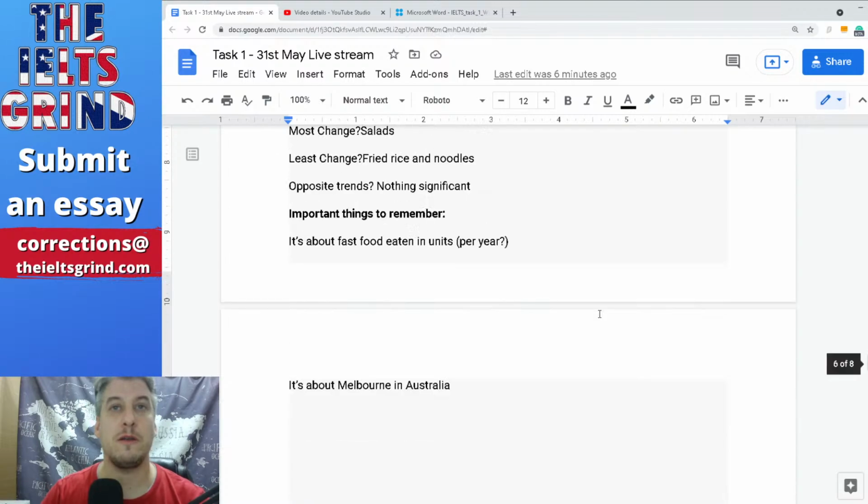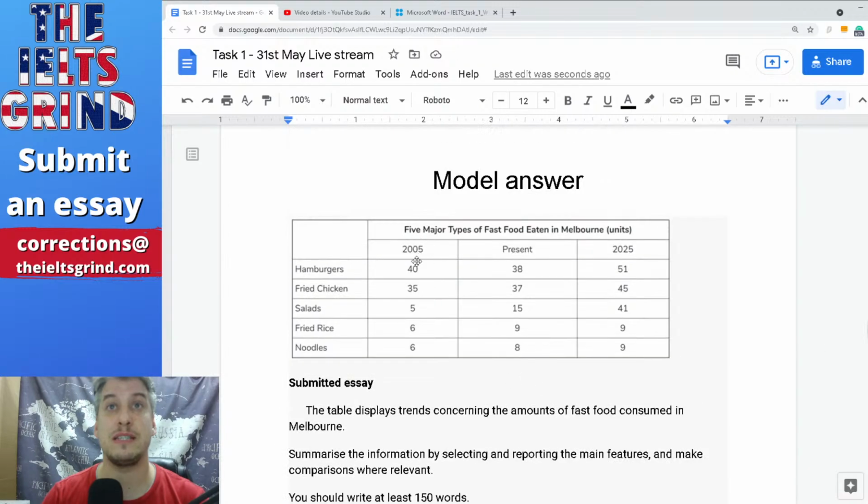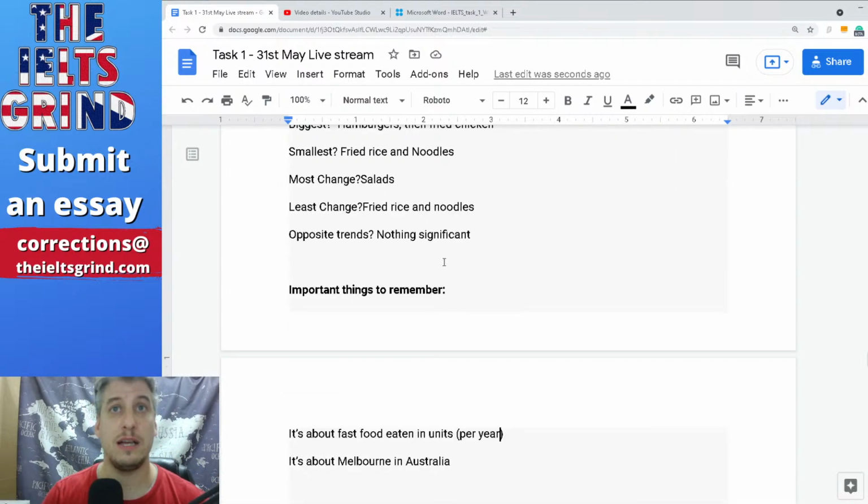Okay, so the other important thing to remember, let me just bring that up. It's about fast food eaten in units, and it is per year. Now I put a question mark because in Nazrin's essay they didn't talk about that, but it is per year, because clearly now, looking at it again, these are columns of years. So that's how many hamburgers someone in Melbourne eats a year. 40. Is that a lot? I don't know.